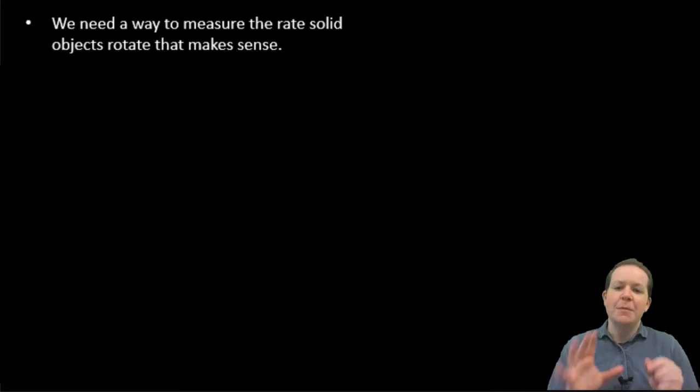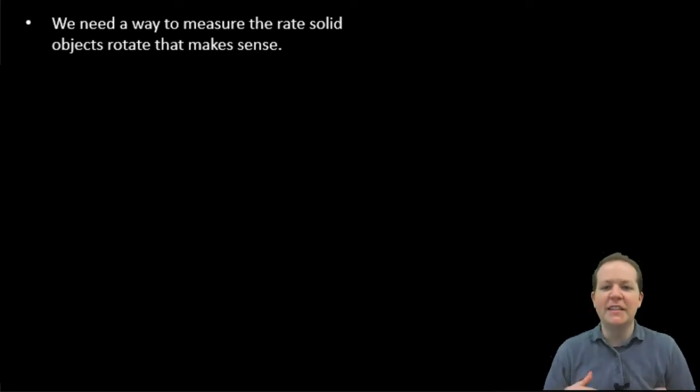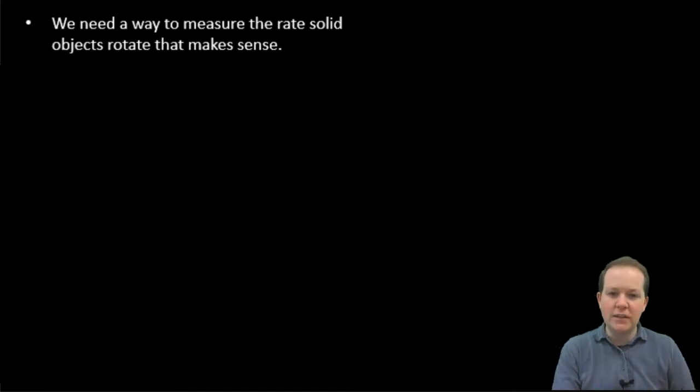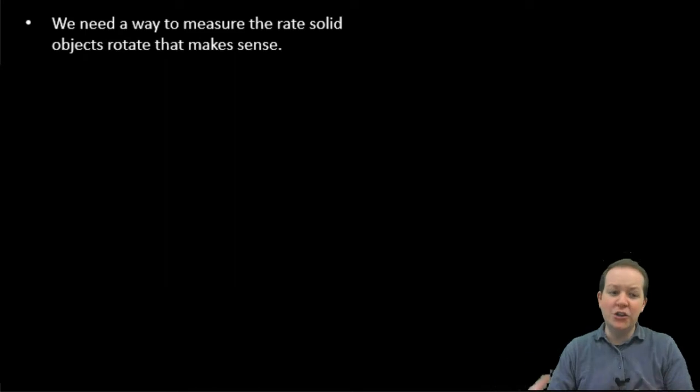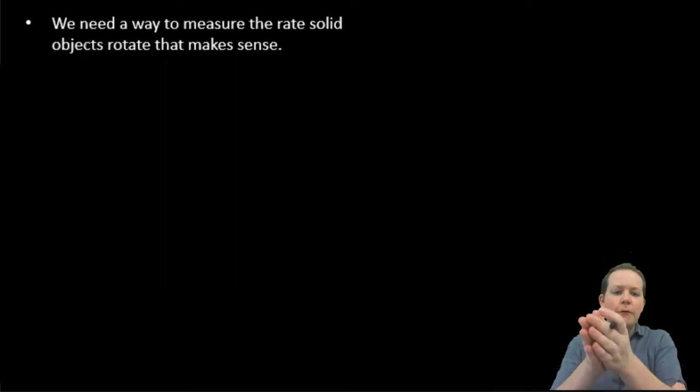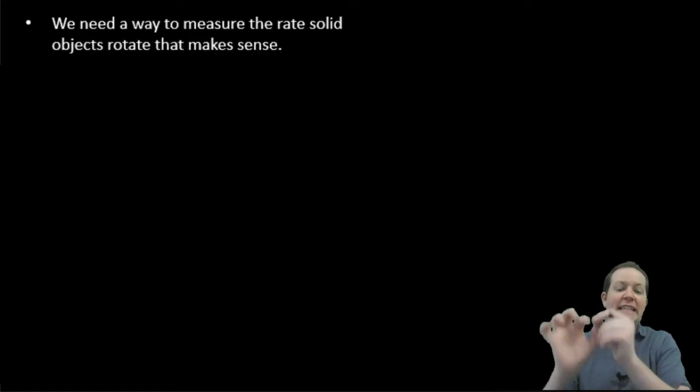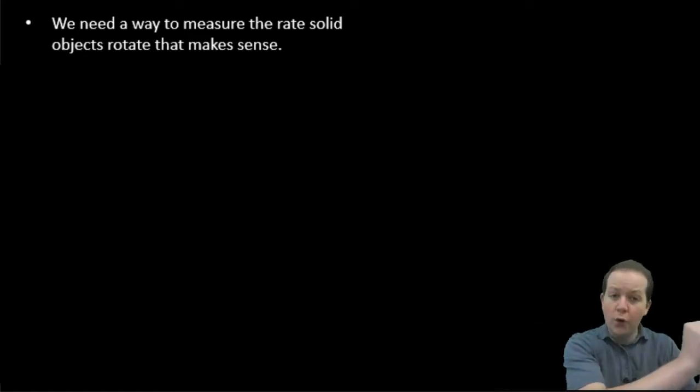Now, to start off, the first bullet point I have right there says we need a way to measure the rate solid objects rotate. That makes sense. And that's certainly implying that up till now, what we've been using doesn't really work. Here's what I mean. When we were studying motion, and even forces and momentum, all of our definitions and equations were for translation, an object moving from one spot to a different coordinate location.